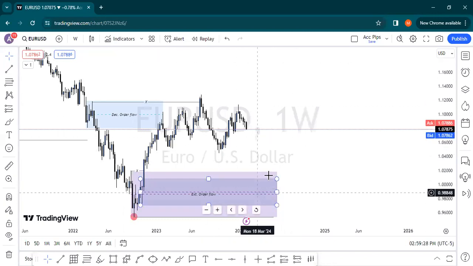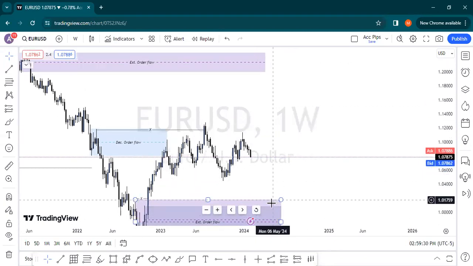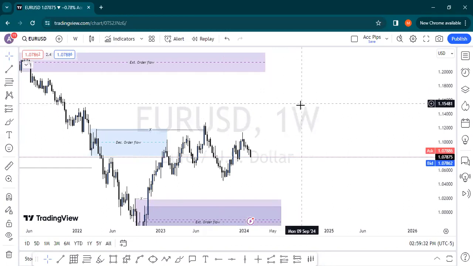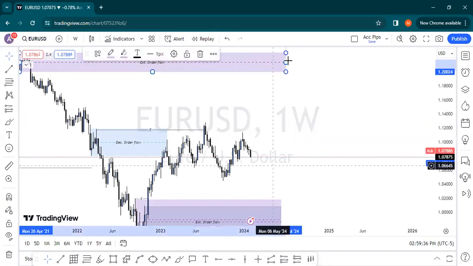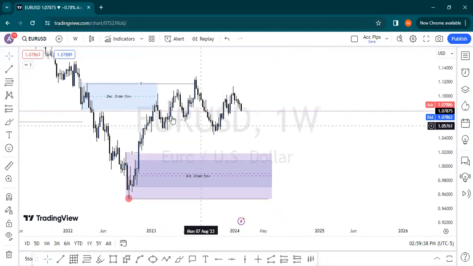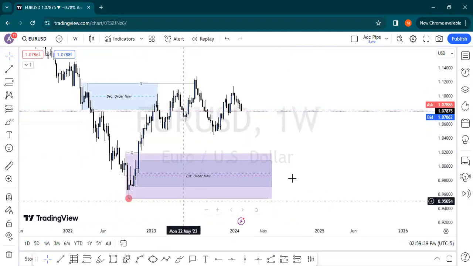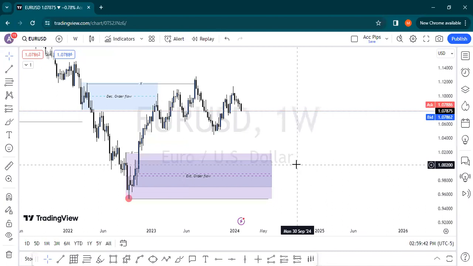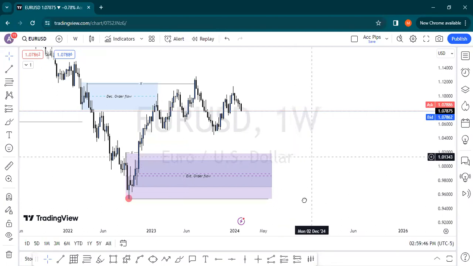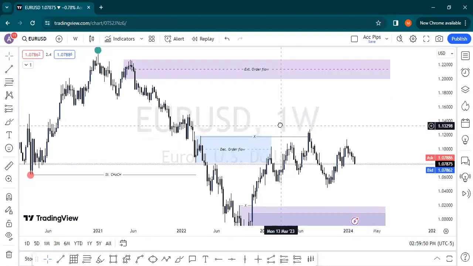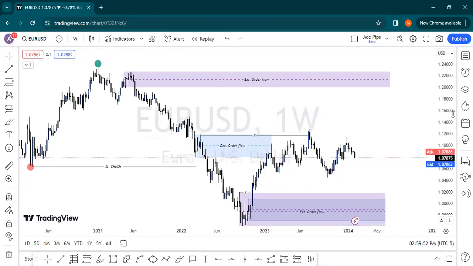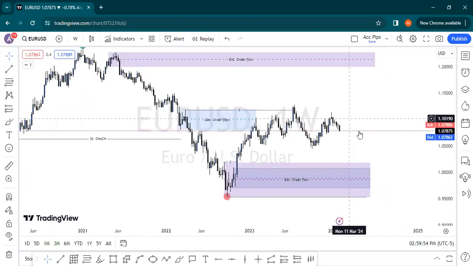So now, if we are buying from this area, we'll be targeting our extreme order flow here in the long term, unless this low is taken out, and then that means we will continue to look for sells. All right, so that is it about the weekly time frame. Overall, we are looking at sell.